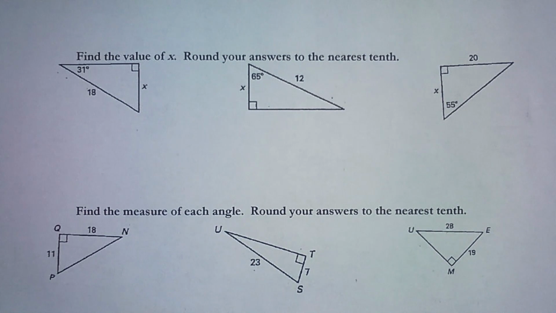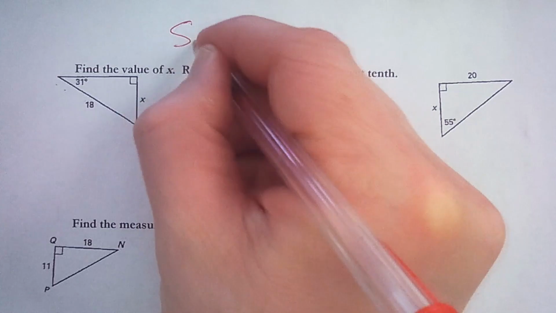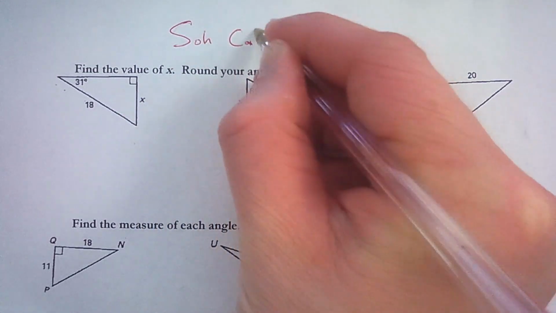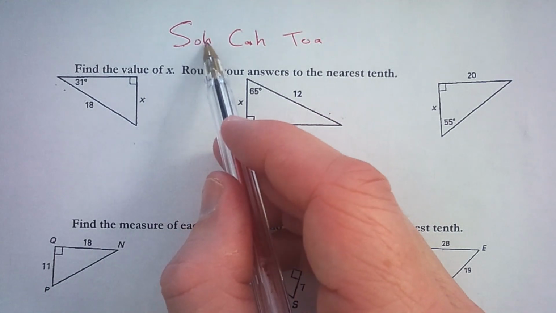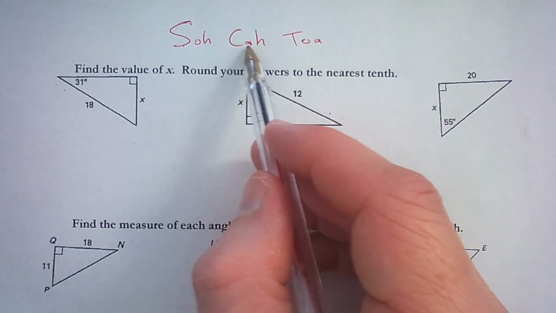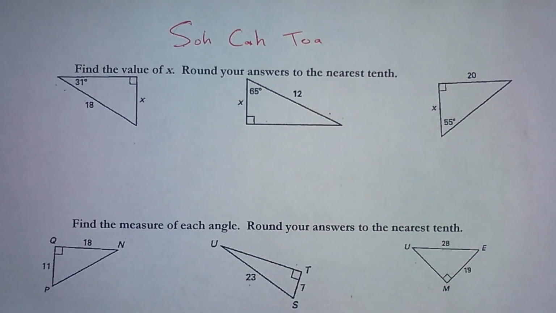So we finished reviewing Pythagorean theorem and special right triangles, and now it's time for right triangle trigonometry. So we're going to use sine, cosine, and tangent, and remember the word SohCahToa. Sine is opposite over hypotenuse, cosine is adjacent over hypotenuse, and tangent is opposite over adjacent.